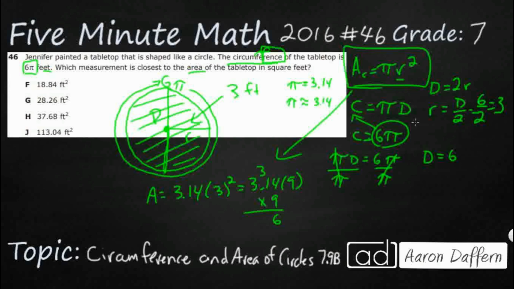9 times 1 is 9, add that 3 is 12. And then we've got 27, 28. 28, 26. Remember you got 2 digits behind the decimal in the factors. So I need 2 digits behind the decimal in my product. 28 and 26 hundredths. And they got square feet. So after all of that work, we found our radius, and we found our answer. Here is G.